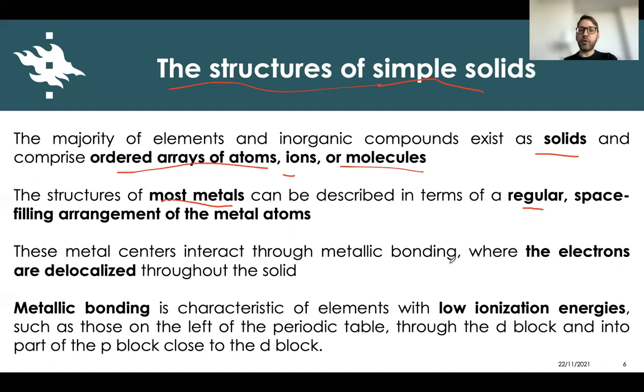And as we saw in the first lectures in this course, the metallic character depends on the characteristic, like a high metallic character, are characteristic of elements with low ionization energies. Therefore, the formation of metallic bonding is characteristic of elements displaying low ionization energies, such as those on the left of the periodic table, through the D block and part of the P block close to the D block. So these are the areas also where size increases.